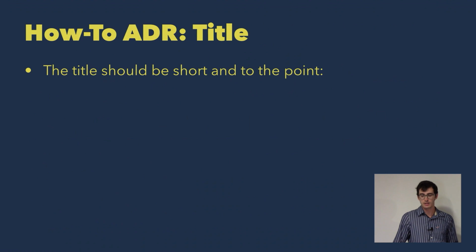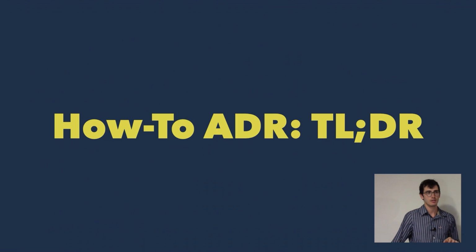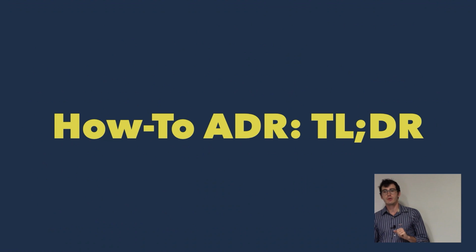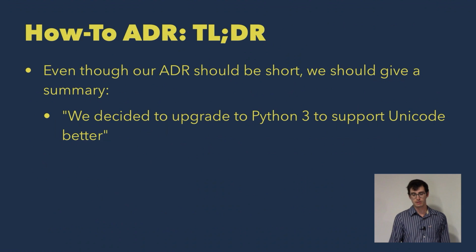So first, the title. The title should be really short and to the point. Here are the examples from above: Adopting Python 3, replacing logging with LogFume, building a frobnicator. These are going to be really obvious to the person reading it, what decision they're describing. And next there should be a TLDR, too long didn't read. Your ADR shouldn't be too long to read, but it's still good to put a summary right at the top so people know they're looking at the right thing. It just describes the action in the simplest possible way. We decided to upgrade to Python 3 to support Unicode better. That's it. That's the summary.